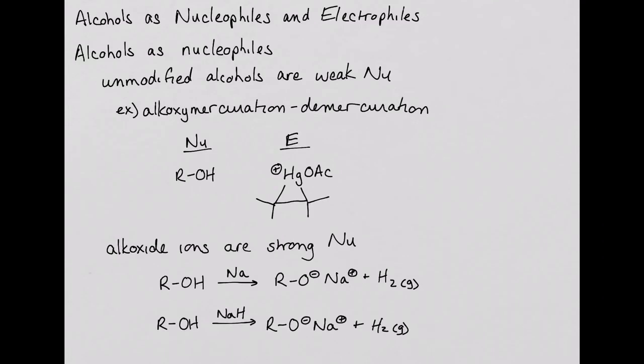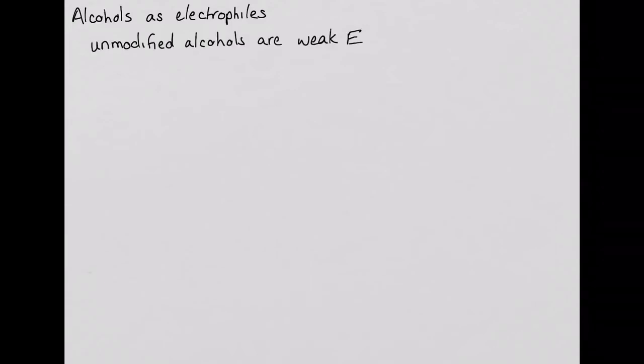Next, let's look at the use of alcohols as electrophiles. Just as we saw with the nucleophilic examples, an unmodified alcohol is a weak electrophile. This is because an unmodified alcohol requires the leaving group to be hydroxide ion, which we know is a poor leaving group. When we react an alcohol with a nucleophile, it produces the substituted product along with hydroxide, which we know to be a poor leaving group.